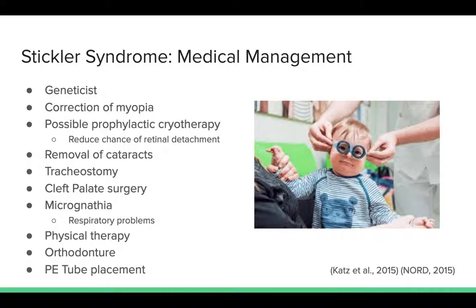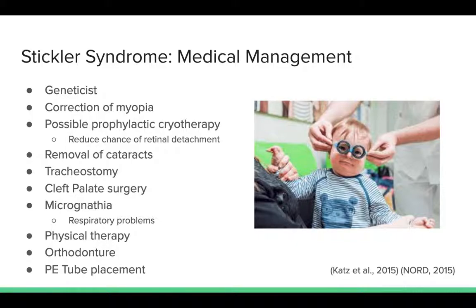Because of the respiratory problems that these patients have, a tracheostomy to support respiration is a very common medical management option for these patients and is typically seen. Cleft palate surgery and micrognathia correction, sorry if I didn't pronounce that right, can be done to also assist with respiratory difficulties. Physical therapy could be completed because of their hypermobile joints, and orthodontia to correct any dental malalignment.